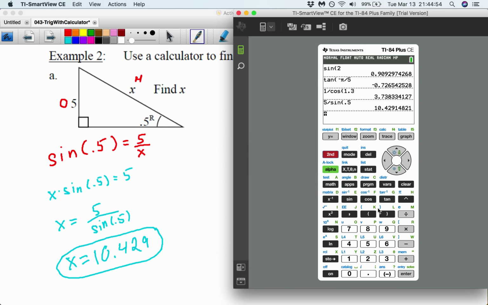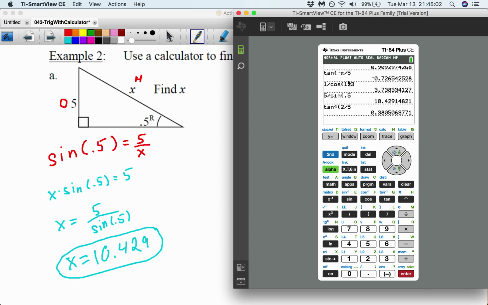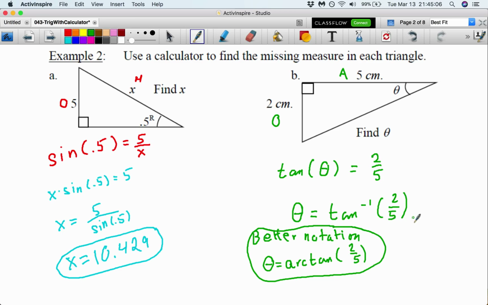We're going to do second tan, which gets us tan inverse of 2 over 5. And we get 0.381 if you're a rounder. Good person. Or 0.380 if you're a truncator.